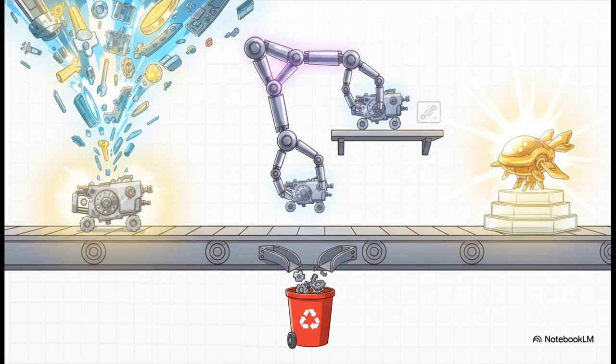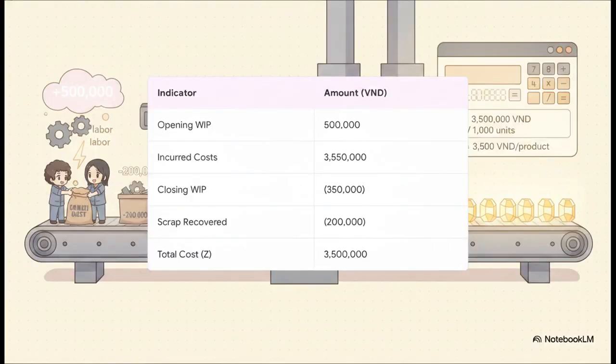Then we subtract DCK, our closing work in progress, the items that are still unfinished at the end of this current month. And finally, we subtract any scrap materials we managed to recover, Phế liệu thu hồi, to land at our true final total cost. Let's actually execute this math together so it clicks. Imagine we're doing a small production run of 1,000 units. We started the month with 500,000 in opening work in progress.